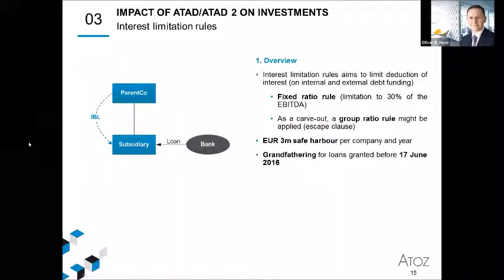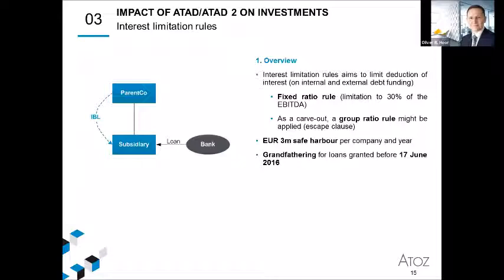So, beginning with the interest limitation rules. Some countries already had interest limitation rules before ATAD came in, like Germany and France. Luxembourg now introduced interest limitation rules as from 2019 in accordance with ATAD. Interest limitation rules aim at limiting the deductibility of interest expenses. And these rules apply to internal debt, but also to external debt. In principle, there is a fixed ratio rule, which means up to 30% of the EBITDA exceeding borrowing costs can be deducted.